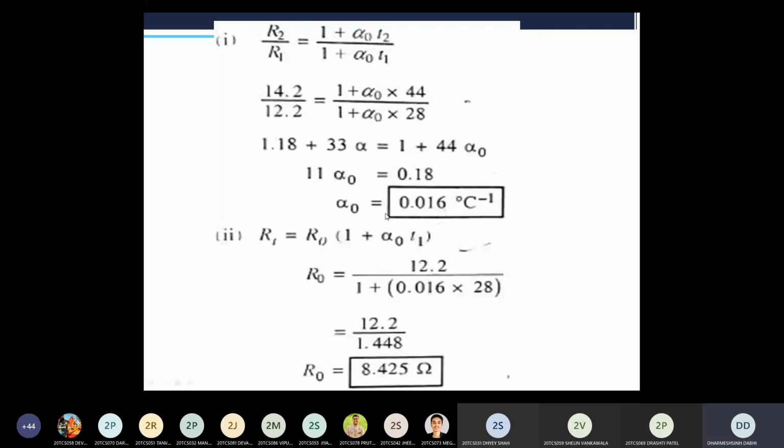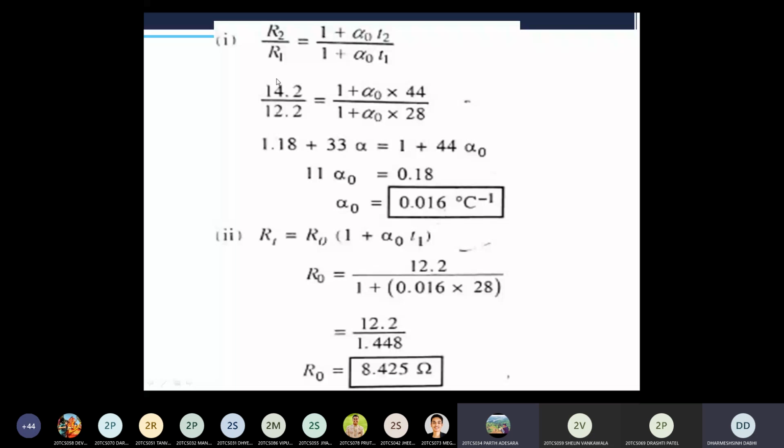All of you get this? Is there any doubt? Sir, we can keep the first resistance as the reference resistance. I mean, the reference temperature. I don't understand what you want to say. I mean, R2 is equal to R1 into (1 plus alpha delta T). Then in place of R1, we can keep 12.2.